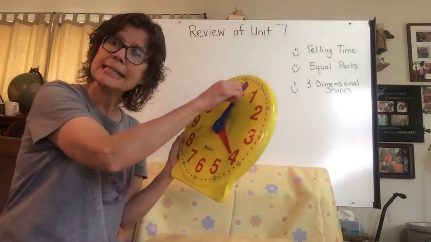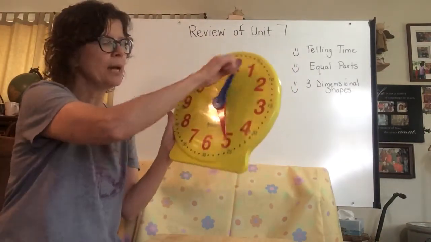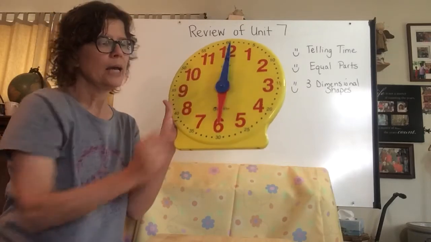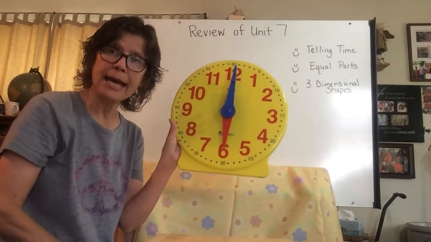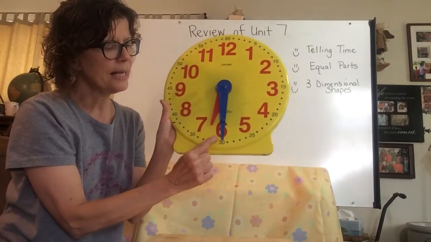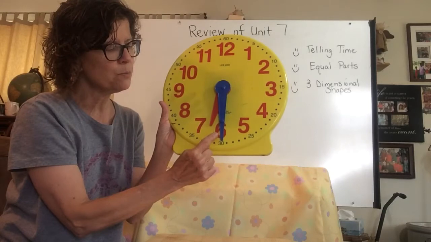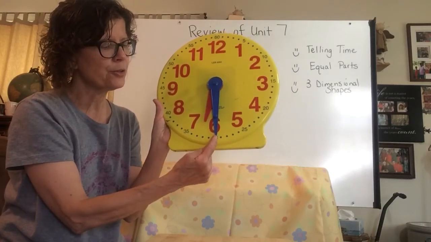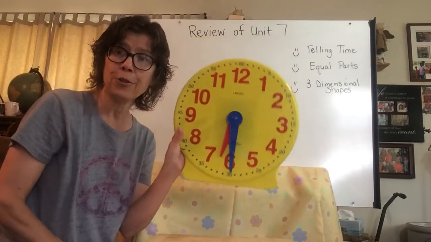Last one. How about 6:30? Here's our 6 o'clock, and we want to go half past, or 6:30. And again, it's kind of hard to see, but the hour hand is between the 6 and the 7. It's halfway there. And there's the 30. So it's 6:30.